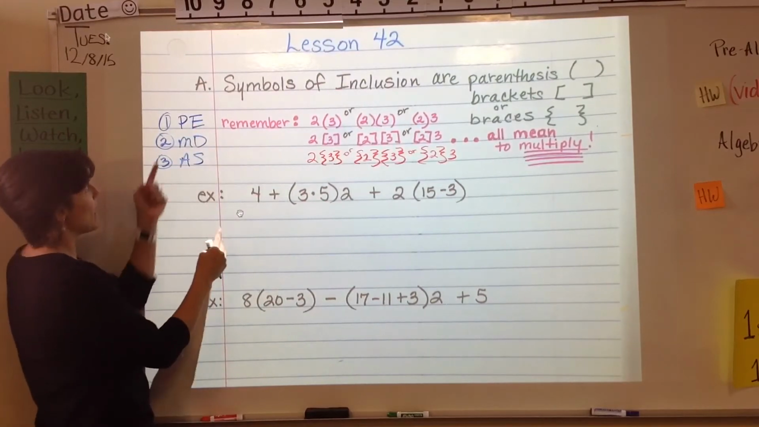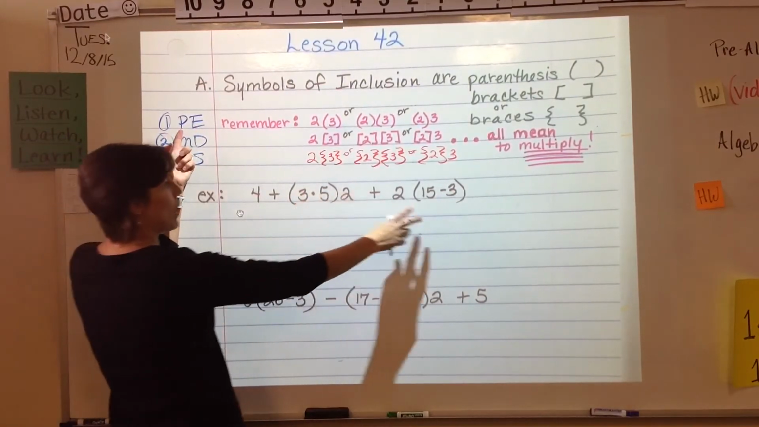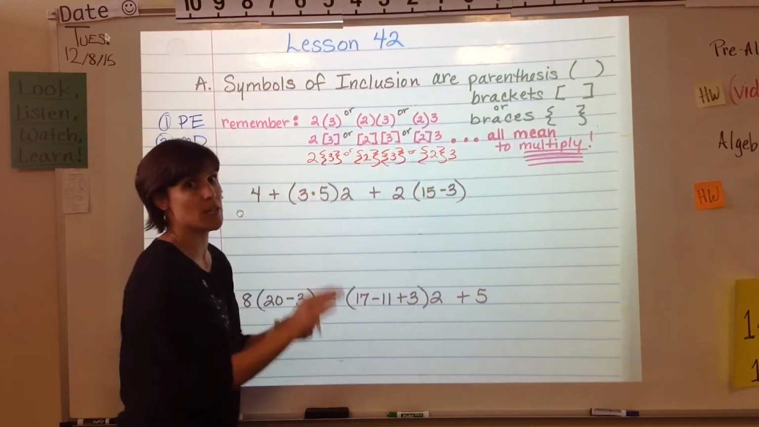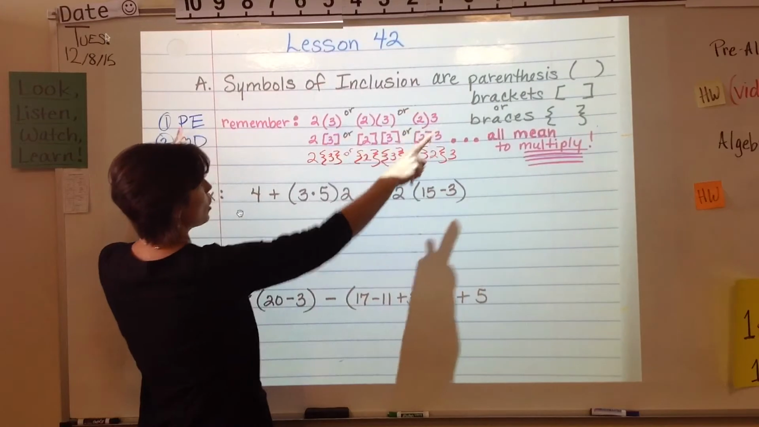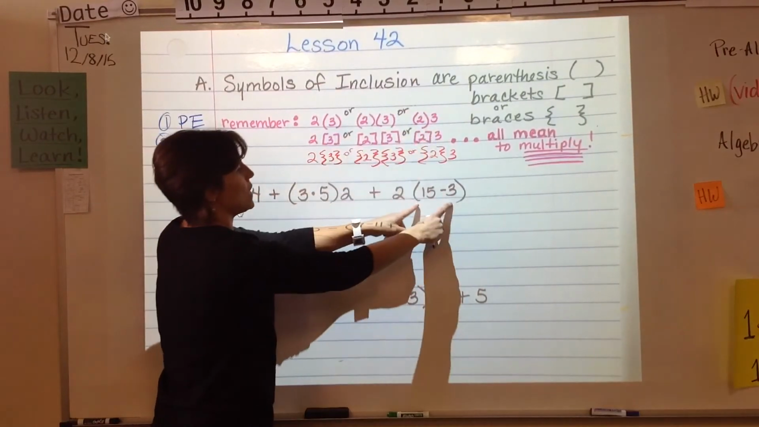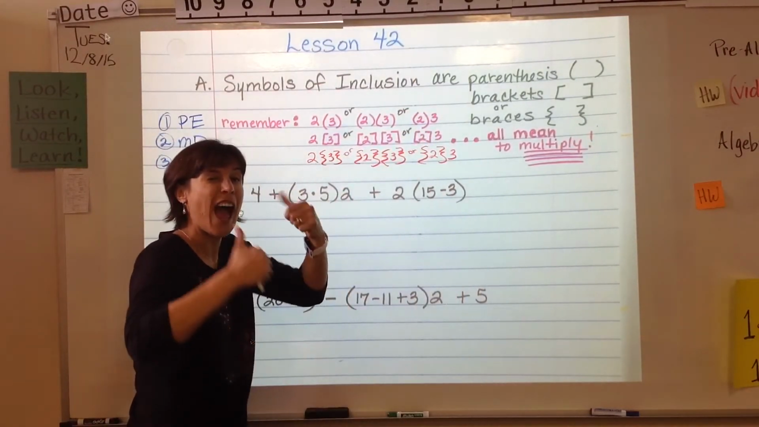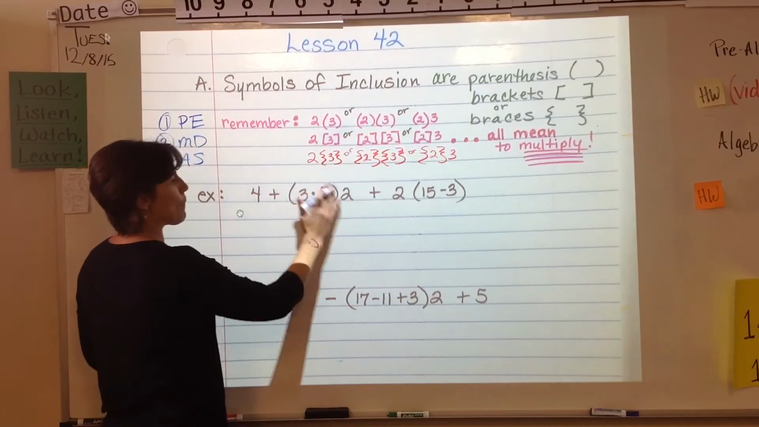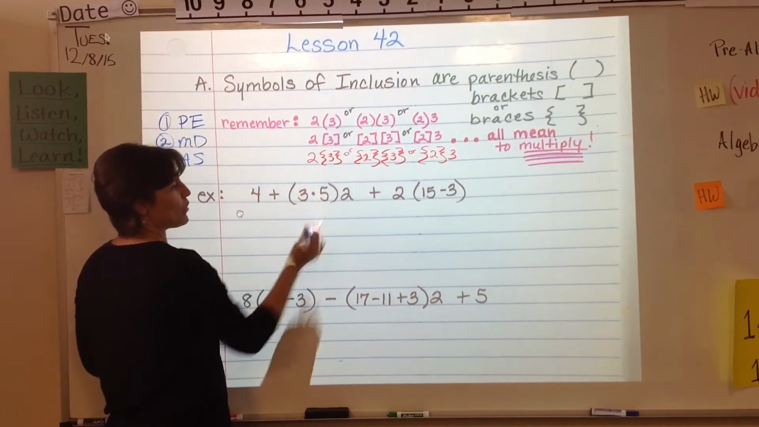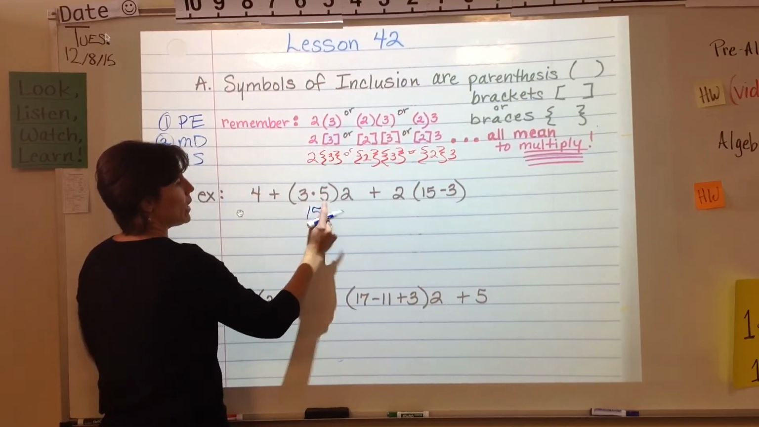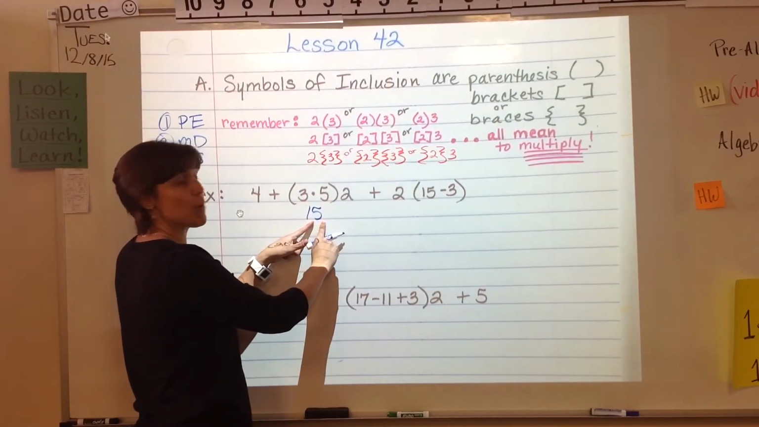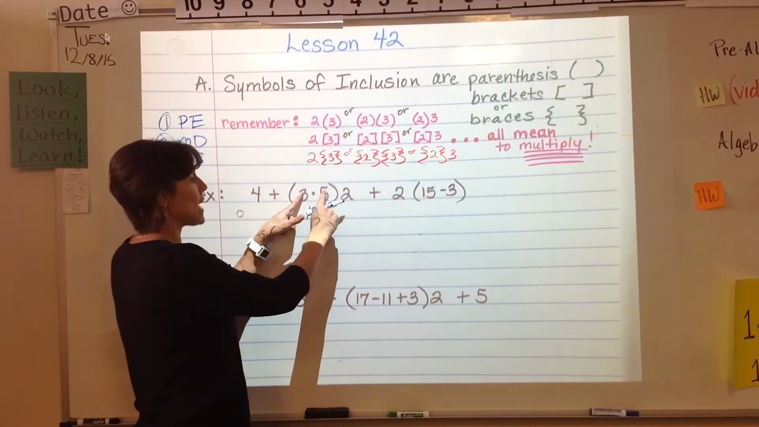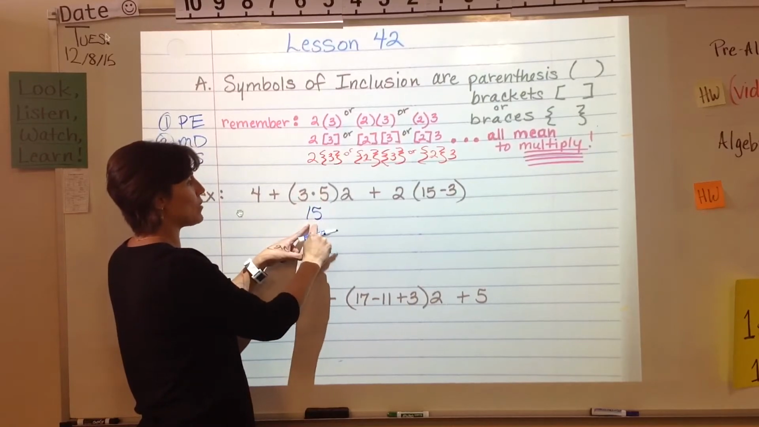And so we look and we say, are there any parentheses? There are 2 sets of parentheses. What this P stands for is do what's inside the symbol of inclusion. Do what's inside the parentheses first. So I perform the operation inside here. 3 times 5 is 15. You put your answer right underneath it, because these are expressions, these aren't equations, there's no equal signs. 3 times 5 is 15, so 15 goes underneath.